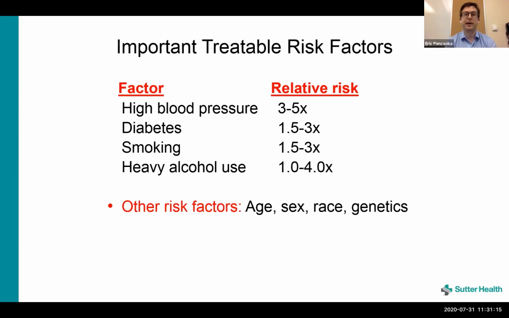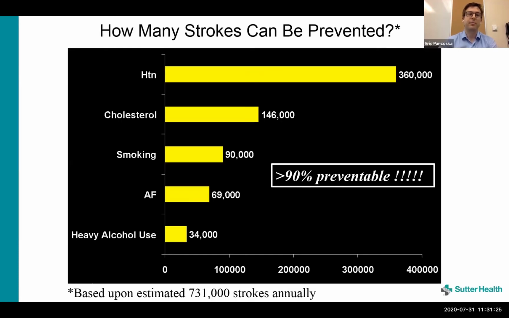Other risk factors that are out of everybody's control are, of course, age, sex, race, and genetics, which all play into a person's risk for having a stroke. So now that we've seen the 4 main risk factors, let's also look at the preventable medical conditions that are specific to stroke.